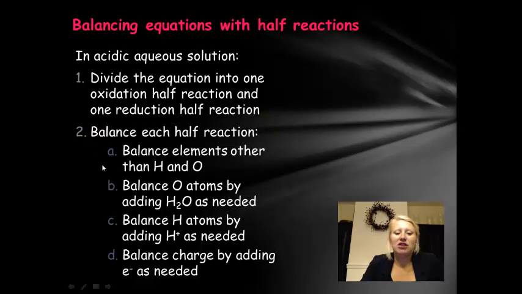The second thing that you're going to do is to balance each half reaction, and you do this by first balancing elements other than H and O. Then you balance oxygens by adding water. Then you balance hydrogens by adding H+. And finally, you balance the charge by adding electrons as needed.